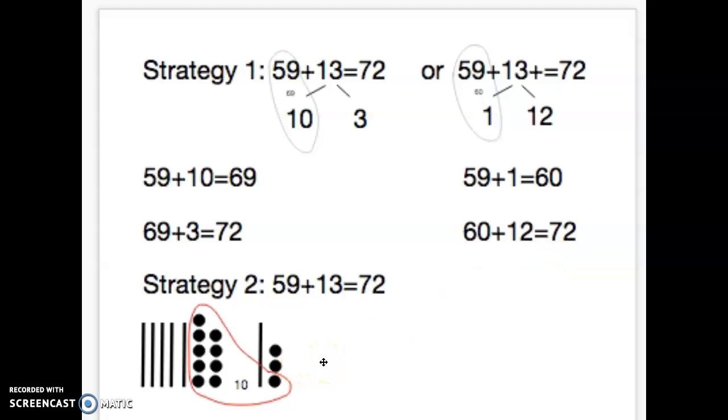Strategy 2, when I draw my quick tens and ones, I started off drawing 5 tens, 9 ones, plus 1 ten and 3 ones. But there again, look, I have 9 ones, and I know 9 plus 1 more makes another 10. So now I have 5 tens plus another 10, which is 6 tens, plus this 10, which is 7 tens, and it leaves me with 2 ones. 7 tens and 2 ones makes the number 72.